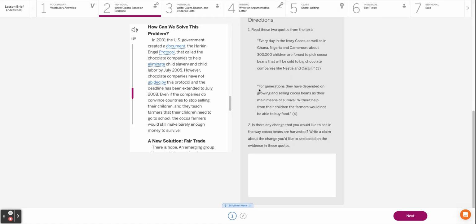And then you have your other quote right here. So you're going to look at those two quotes. Is there a change that you would like to see in the way cacao beans are harvested? Write a claim about the change you would like to see based on the evidence in these quotes. So your evidence right here should be directing or guiding the claim that you write. So you would write something along the lines of the change that should happen is, because all you're doing is restating and then adding the word should or must.